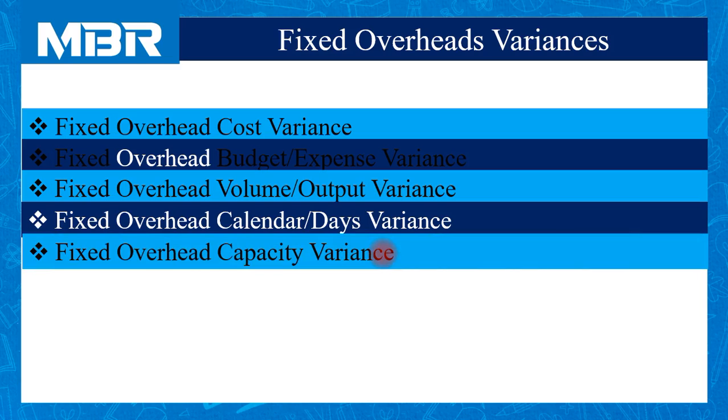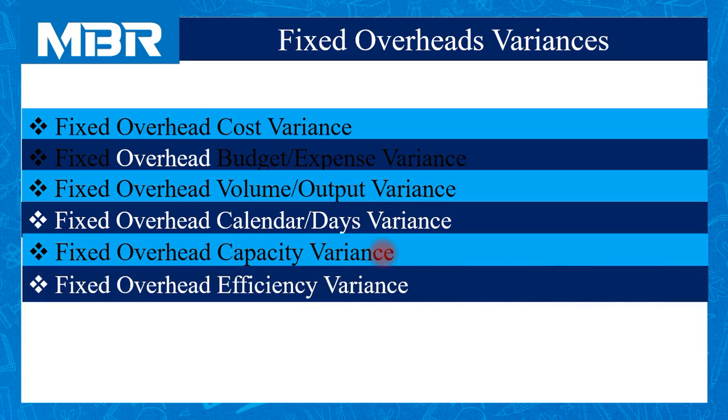Fifth, fixed overhead capacity variance. Sixth, fixed overhead efficiency variance. Again, we can calculate fixed overhead efficiency variance using 2 different methods that we will discuss at the time of discussion of the practical in detail. But in this lecture, I will cover how many options are available to us for the calculation of efficiency variance.